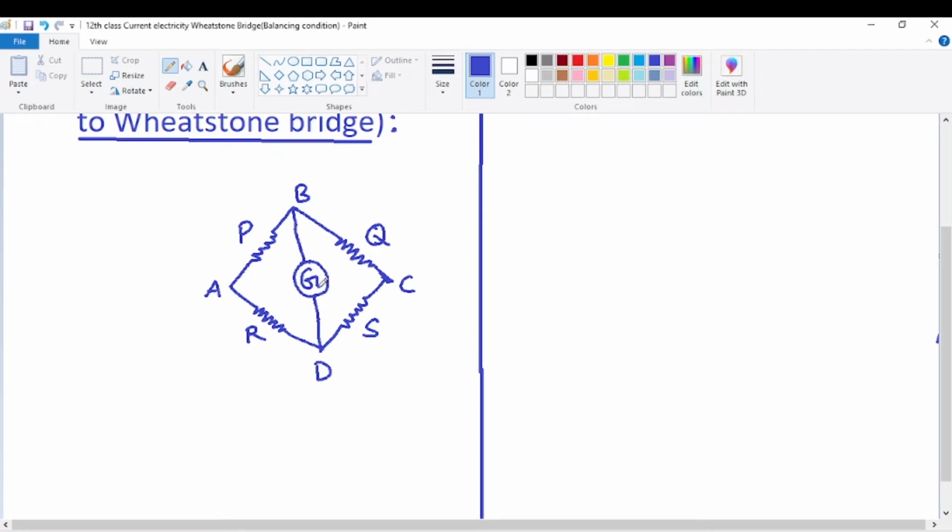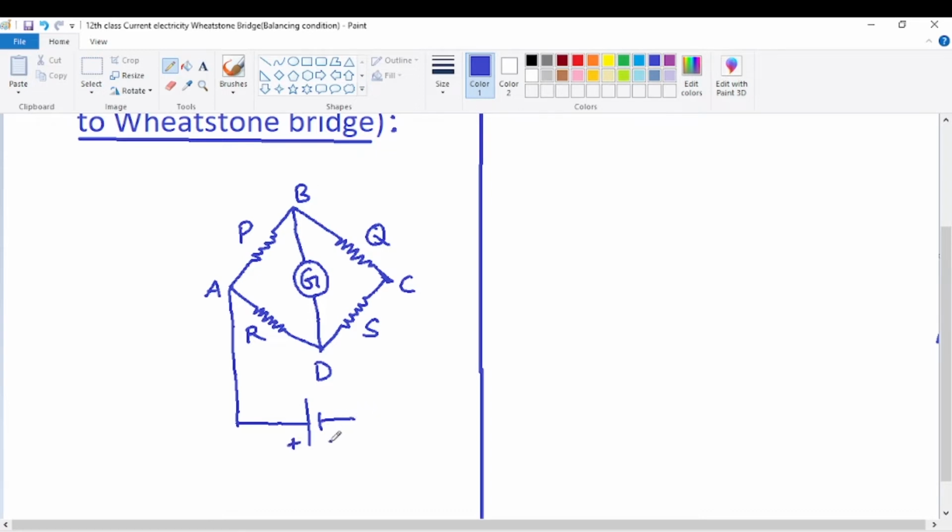A galvanometer can also be used to measure electric current, and later in the next topics this will be coming. So that is between the top and bottom junctions B and D. Now between the left and right junctions, a battery is connected. A simple battery or a cell is connected this way.